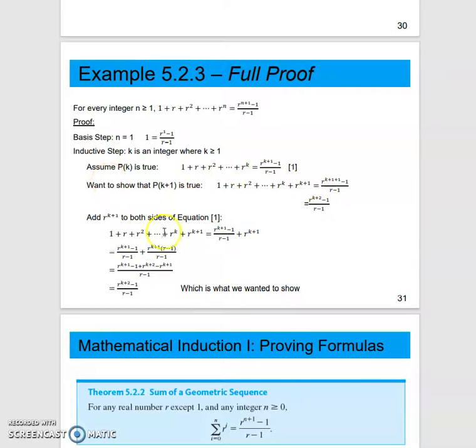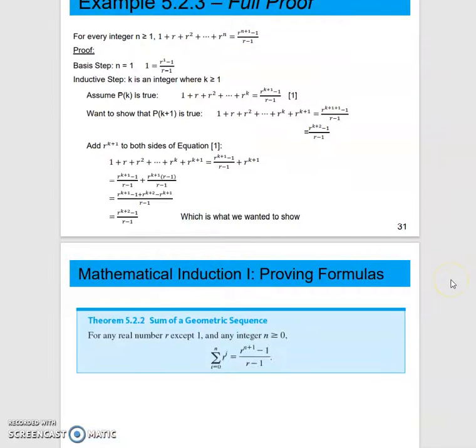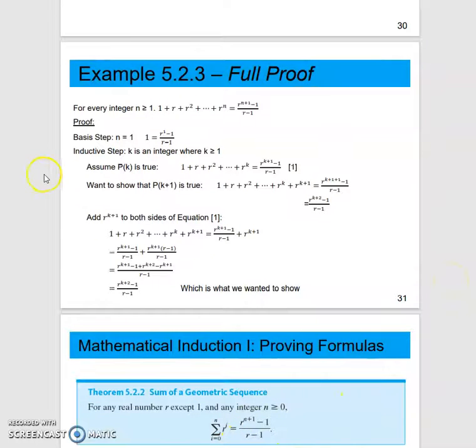to both sides of equation 1. So I get my left-hand side right away. So now it's really just this right-hand side that I need to mess around with. I start by getting a common denominator of r minus 1. And here I am going to distribute. So that gets me r to the k plus 2 minus r to the k plus 1. And the r to the k plus 1s are going to cancel. So I will get r to the k plus 2 minus 1 all over r minus 1. And that is exactly what we wanted to show. And now that we have that formula, we may use it whenever we wish. And that is section 5.2.